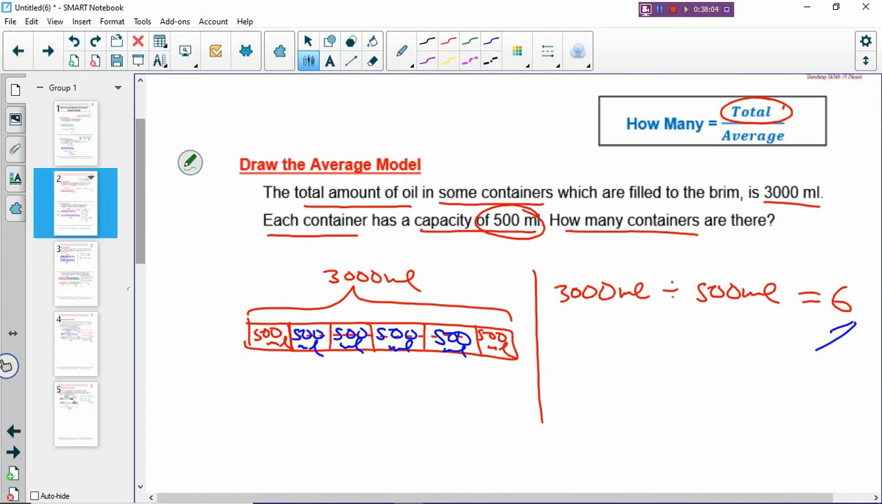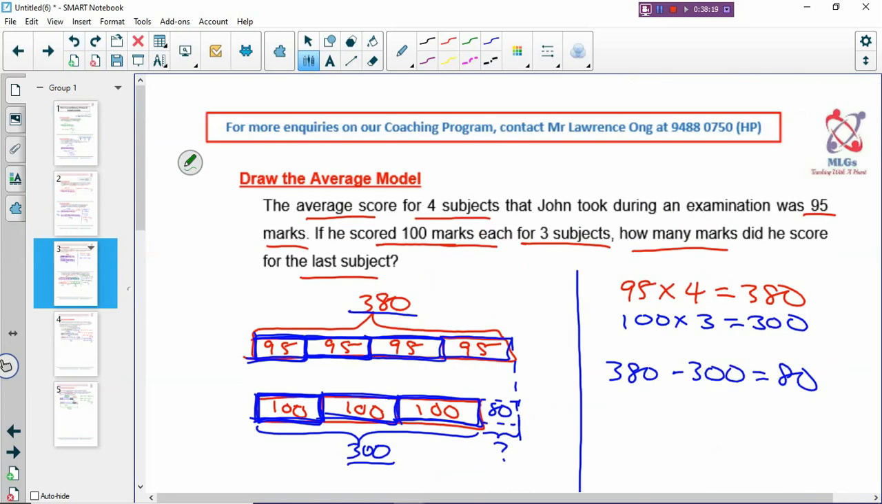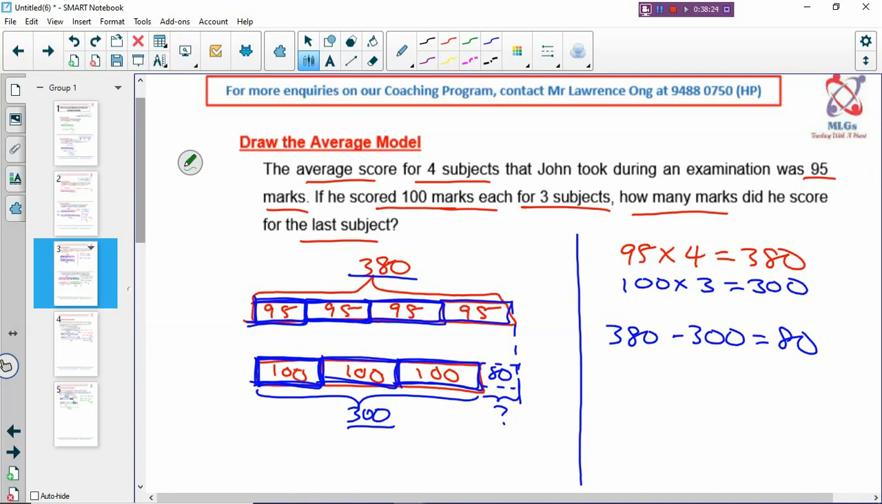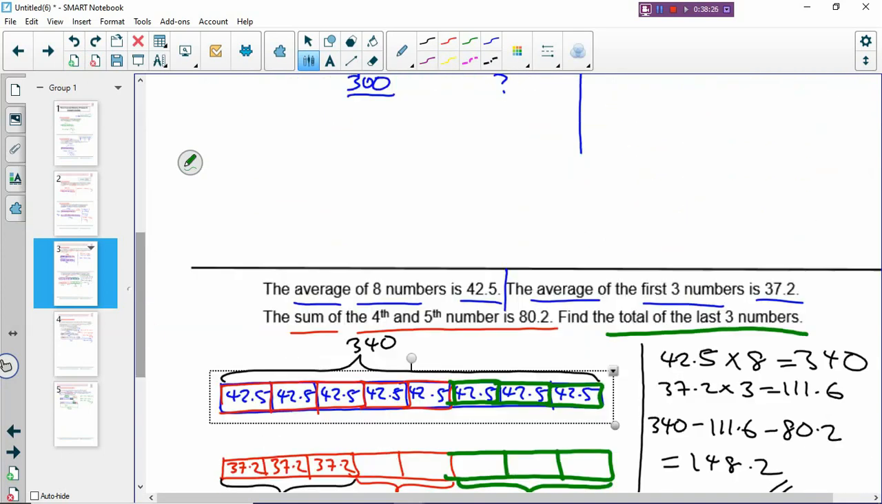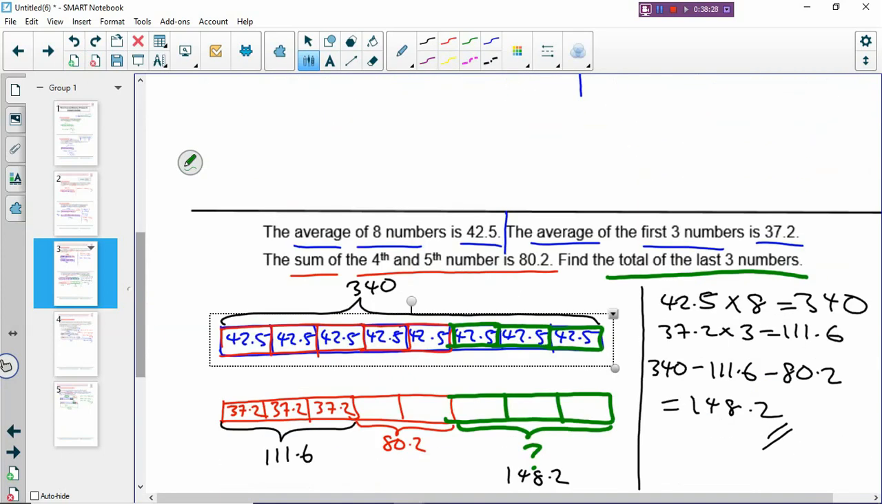How do you find the total? How do you find the average? How do you find the how many? All these are important lessons for those students who are not so good in their topic. You must be able to draw this simple model, and then apply what you learned to solve slightly harder problems like this. These are still not very hard, and you can still draw the model to solve these medium kinds of problems.